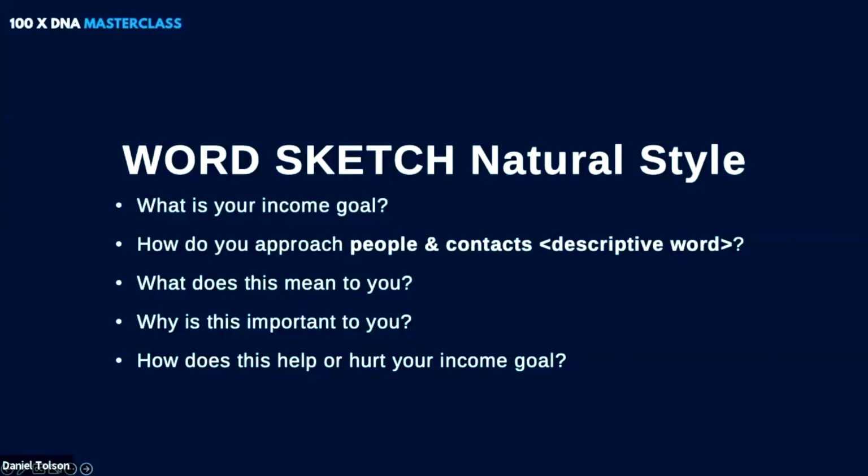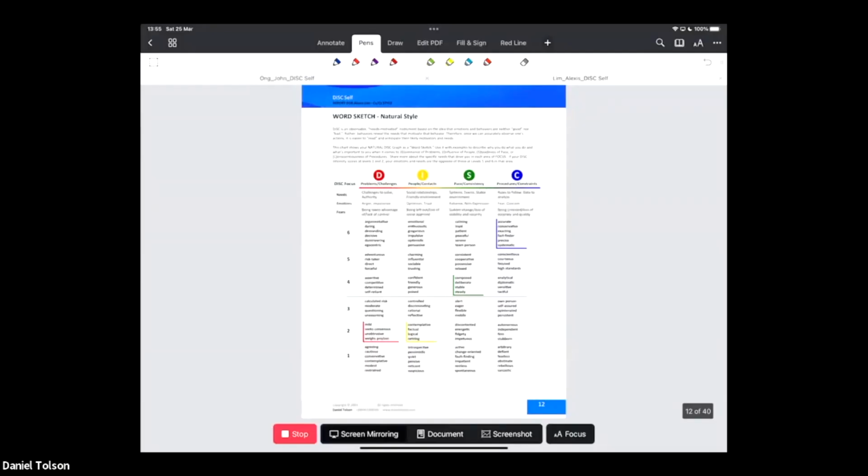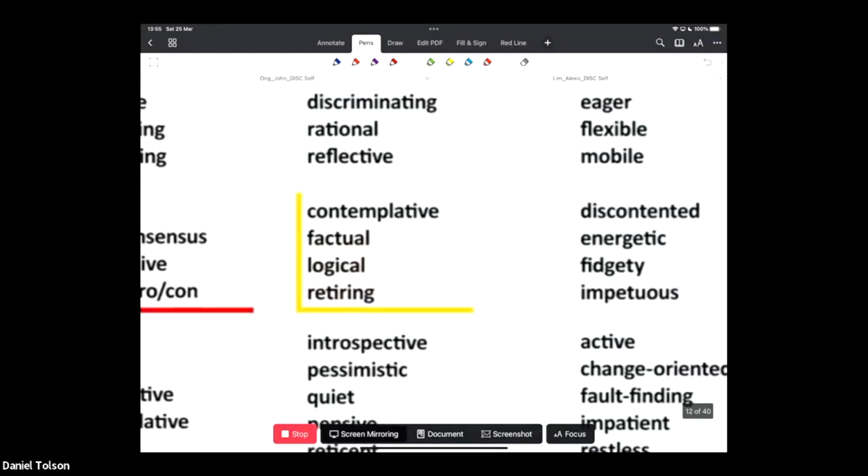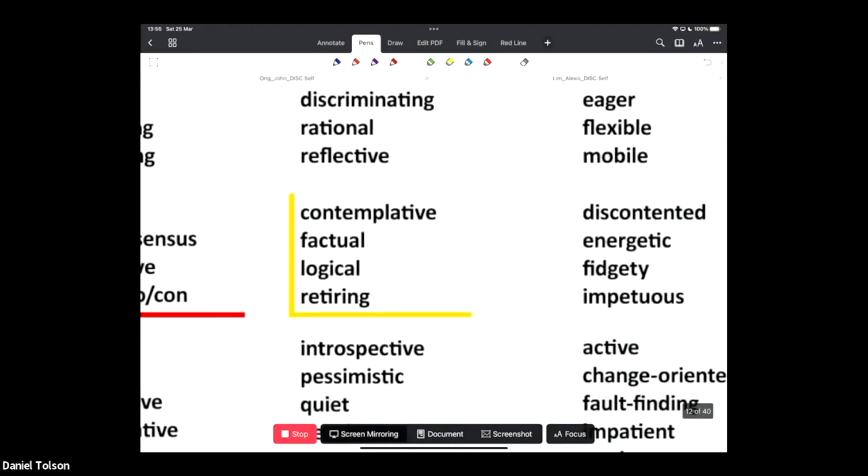Excellent. Wonderful. So we know that you're starting from 100,000. The goal's to get to 200,000. And what we want to have a look at now is how you approach people and contacts. On the screen here, how you approach people and contacts is going to be in one of 4 ways. You're going to approach people and contacts in a contemplative manner, in a very factual manner, a logical manner, or you might even do it in a retiring manner. So out of these 4 descriptive words, which best describe how you approach people and contacts?